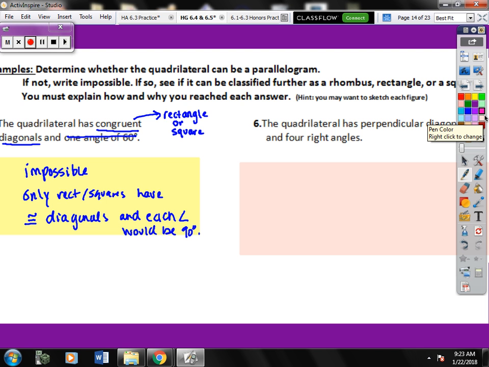All right, the next one. A quadrilateral has perpendicular diagonals. What shape has perpendicular diagonals? Diagonals that intersect to create perpendicular segments. Marquise? A rhombus. Now remember our little graphic organizer, we had rhombus and rectangle at the same level, but then the square was below it. So a square also is a rhombus. So we would say a rhombus or a square.